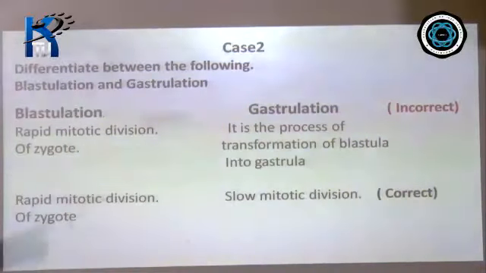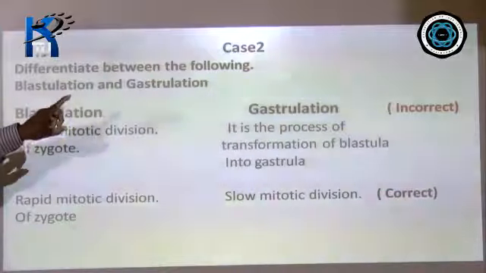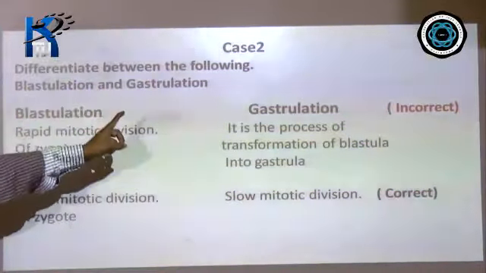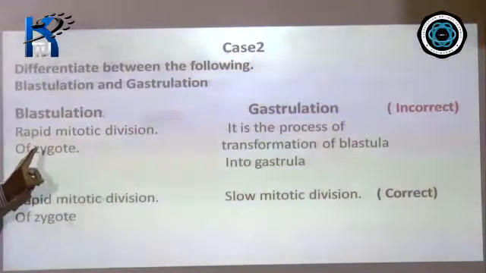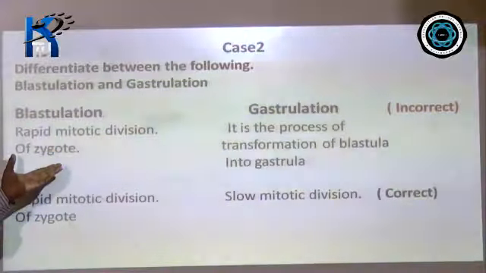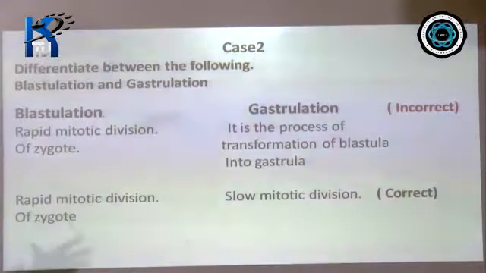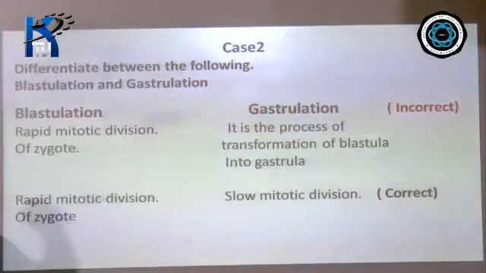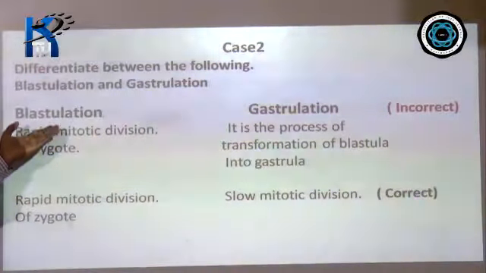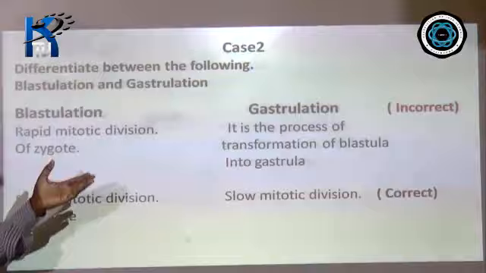Next one, case 2: differentiate between the following, blastulation and gastrulation. Differentiate is given. Blastulation is the rapid mitotic division of zygote. After the 2 reproductive cells fuse together, the zygote gets formed. Then the zygote starts multiplying and dividing, and the number of cells gets formed, from 2, 4, 8, 16, 32. You call it blastulation.